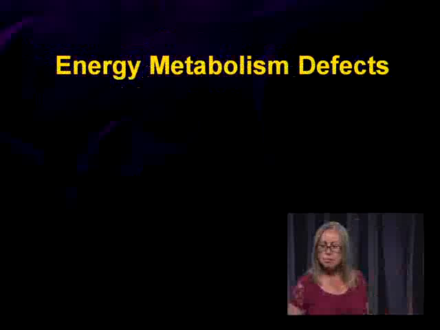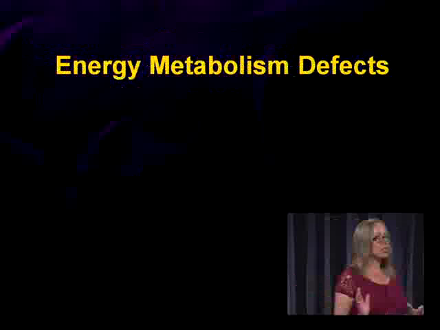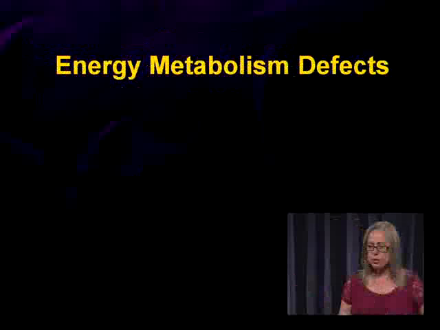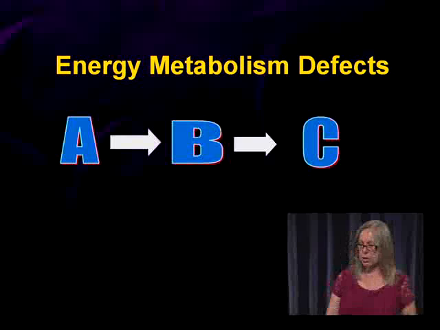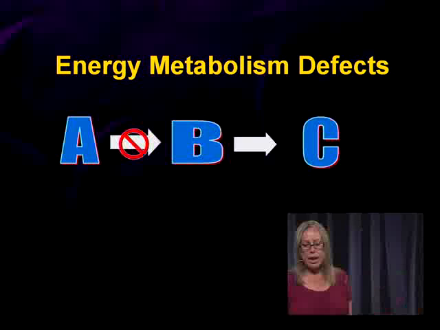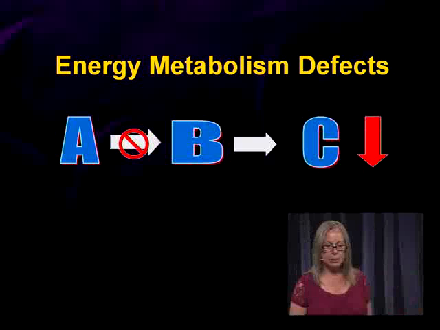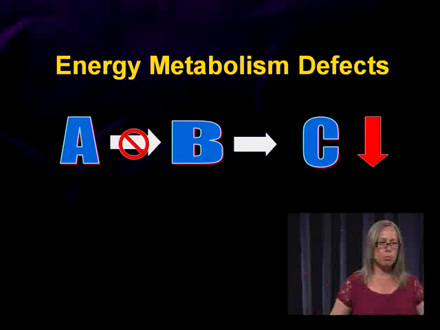All right, so those are your intoxications. Now we're going to go to energy metabolism defects. So now we're back to A to B to C, and when A cannot go to B, C goes down. When C goes down, then you're not going to have enough energy to keep going. So now it's no longer a problem of A backing up, but not enough getting through.